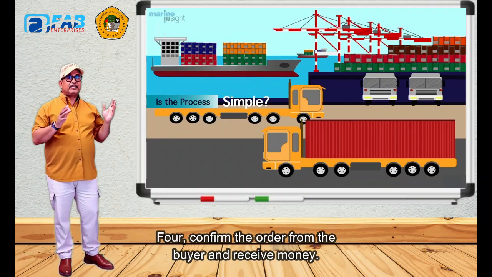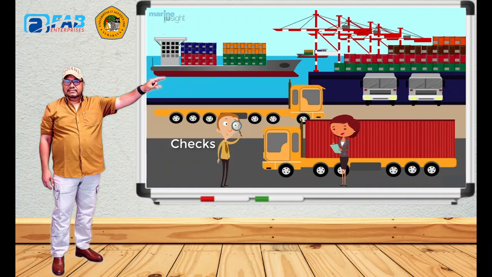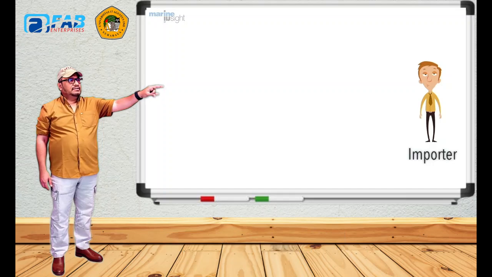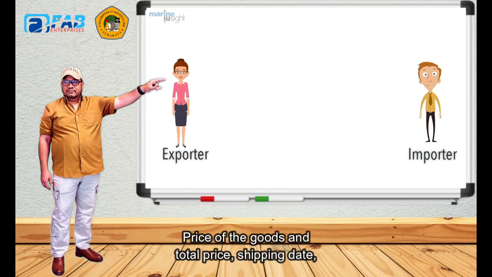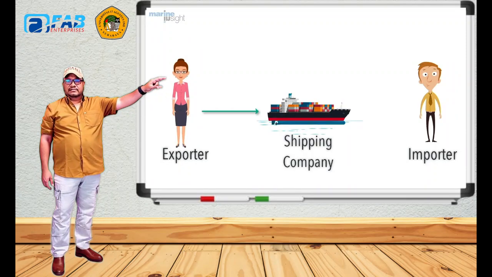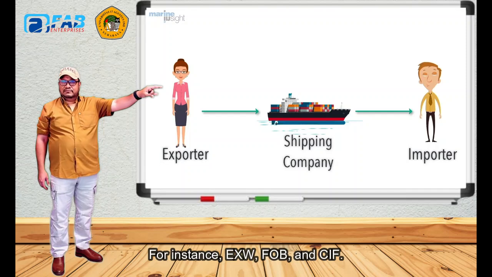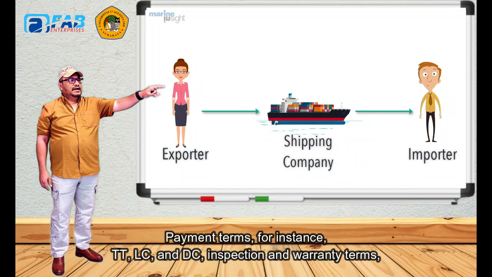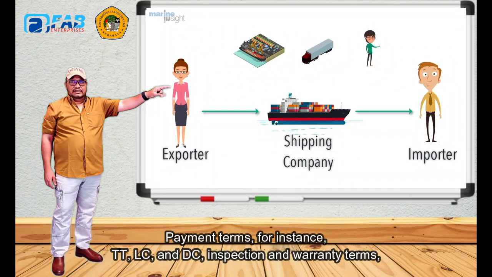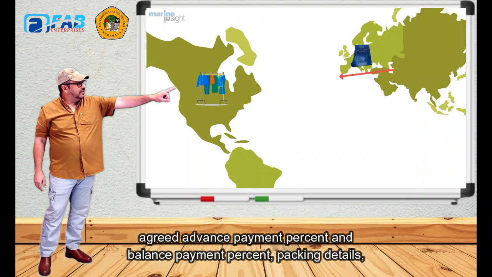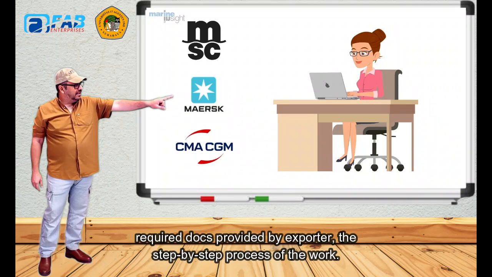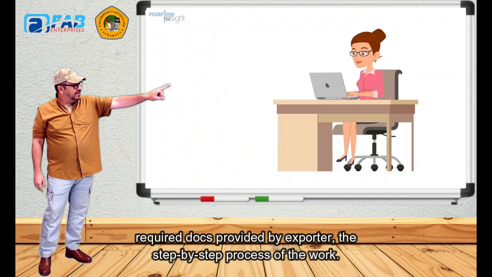4. Confirm the order from the buyer and receive money. In the contract, all important terms and conditions need to be stated and confirmed: price of the goods and total price, shipping date, description of the goods with HS code, ordered quantity, delivery term, for instance EXW, FOB, and CIF, payment terms, for instance TT and LC, inspection and warranty terms, agreed advance payment percent and balance payment percent, packing details, required documents provided by the exporter, and the step-by-step process of the work.